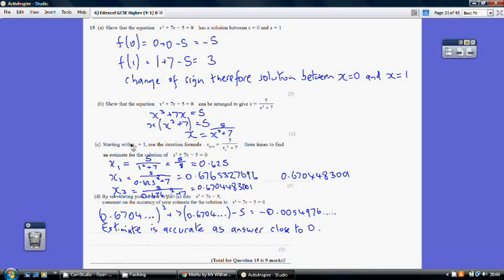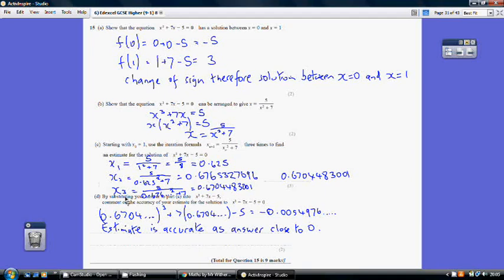Now for part C, we just got to use the iteration formula. So we start off by substituting 1 into this formula here. So we have 5 divided by 1 squared plus 7 to give us our x1 value, which is 0.625. Now to work out our x2 value, we substitute our x1 value into the formula. So we do 5 divided by 0.625 squared plus 7, which gives us this 0.676 and so on.